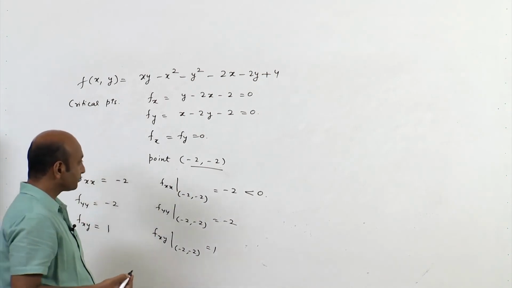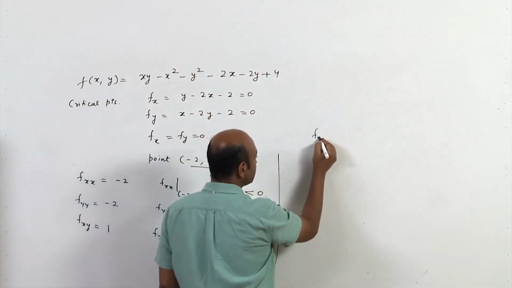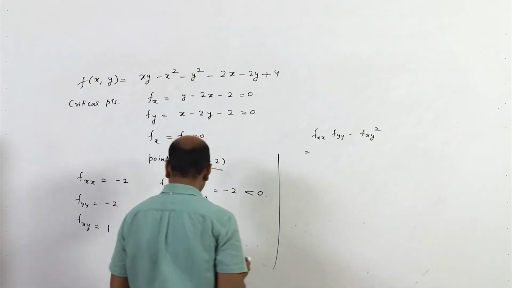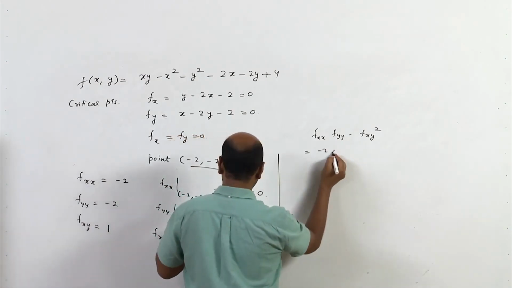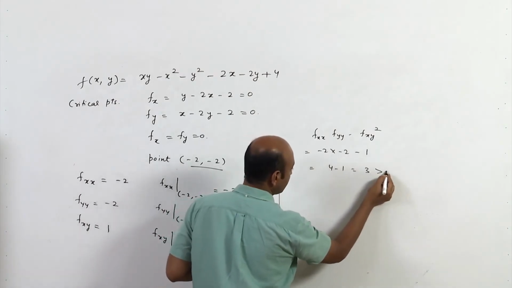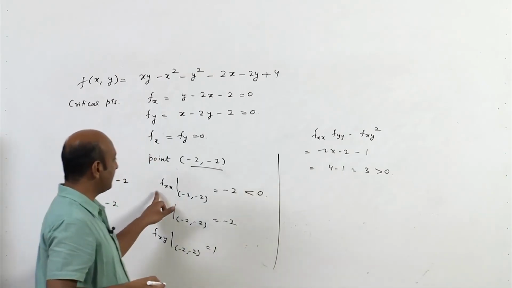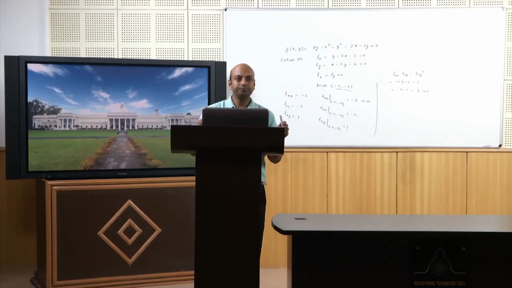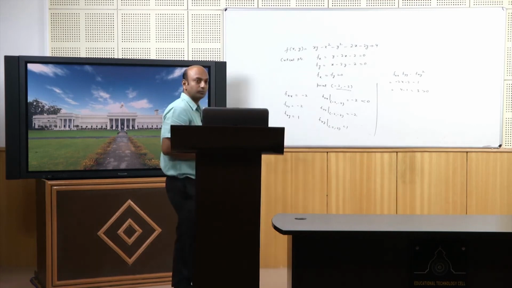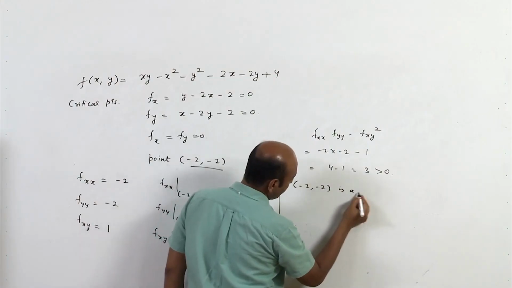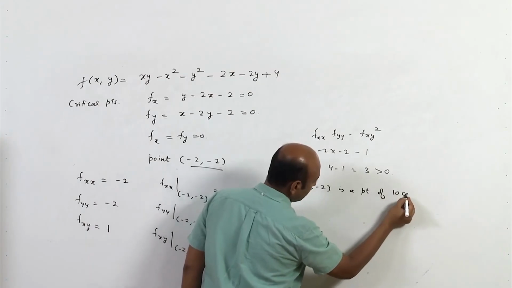Now what is fxx into fyy minus fxy square? This is equal to -2 into -2 minus 1, that will be 4 minus 1, it is 3, it is positive. So fxx is negative and this value is positive, that means from this result, this point will be a point of local maxima. Okay. So the point (-2, -2) is a point of local maximum.